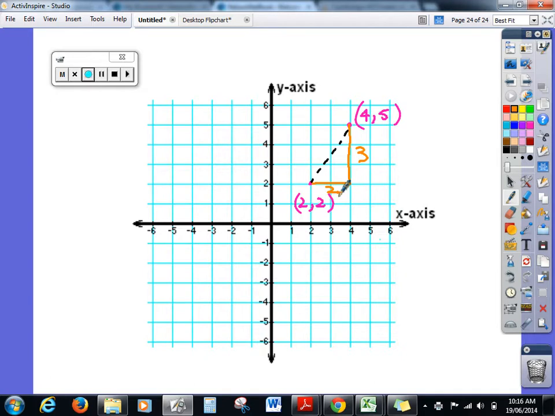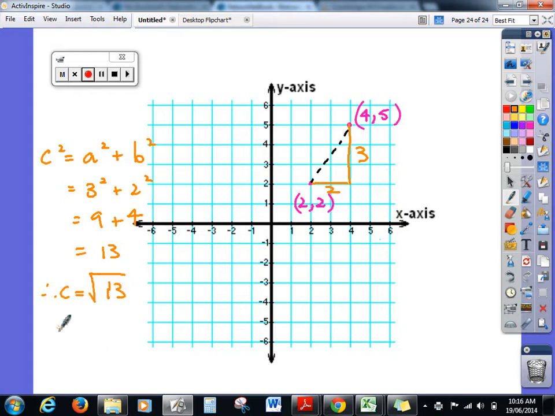And remembering that Pythagoras' theorem says that c squared equals a squared plus b squared, and c is the hypotenuse, then it will be 3 squared plus 2 squared, which is 9 plus 4, which is 13. Therefore, c equals root 13. And this, remember, if you leave it in the square root form, that's called the exact value. Okay. Now, what does the distance formula do? It does exactly the same thing as this.